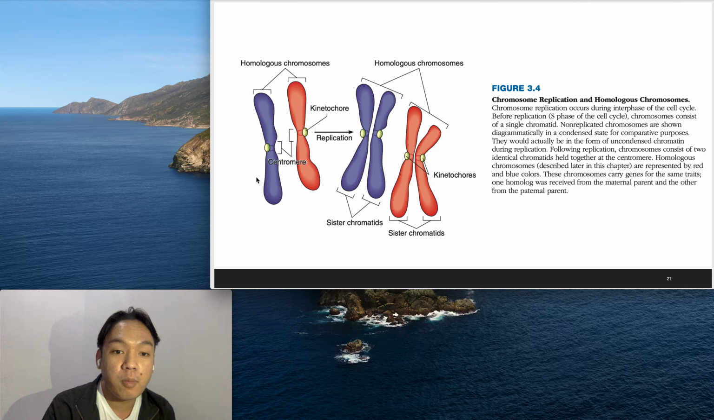We call them homologous chromosomes because they are all the same length and code for the same genes. In this replication process, the blue one comes from the father and the red one is from the mother. The paternal and the maternal chromosomes are duplicating in your S phase. Before replication, chromosomes consist of a single chromatid. So we call it one chromatid, and when they have already replicated, we call them sister chromatids.